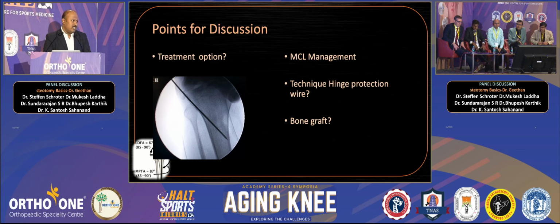Regarding bone graft, what is the threshold, sir? 8 mm opening, 10 mm, 12 mm. 12 mm opening. Okay, no bone graft till 12 mm. I never use bone graft in an HTO, and regarding the hinge protection wire, I use it at the femur but not at the tibia. Okay.